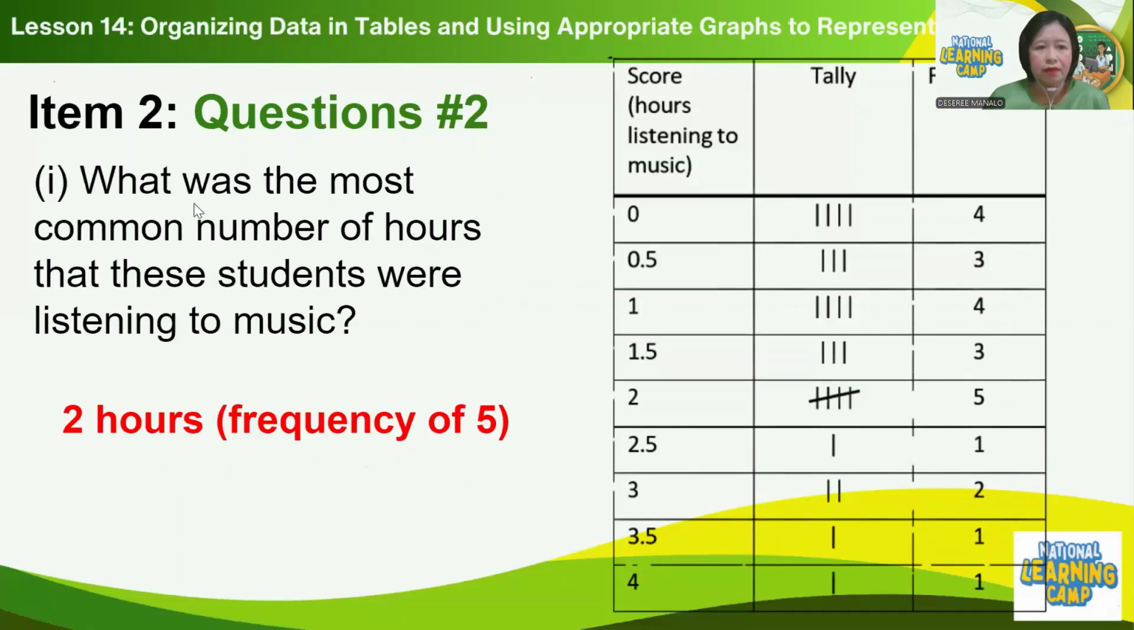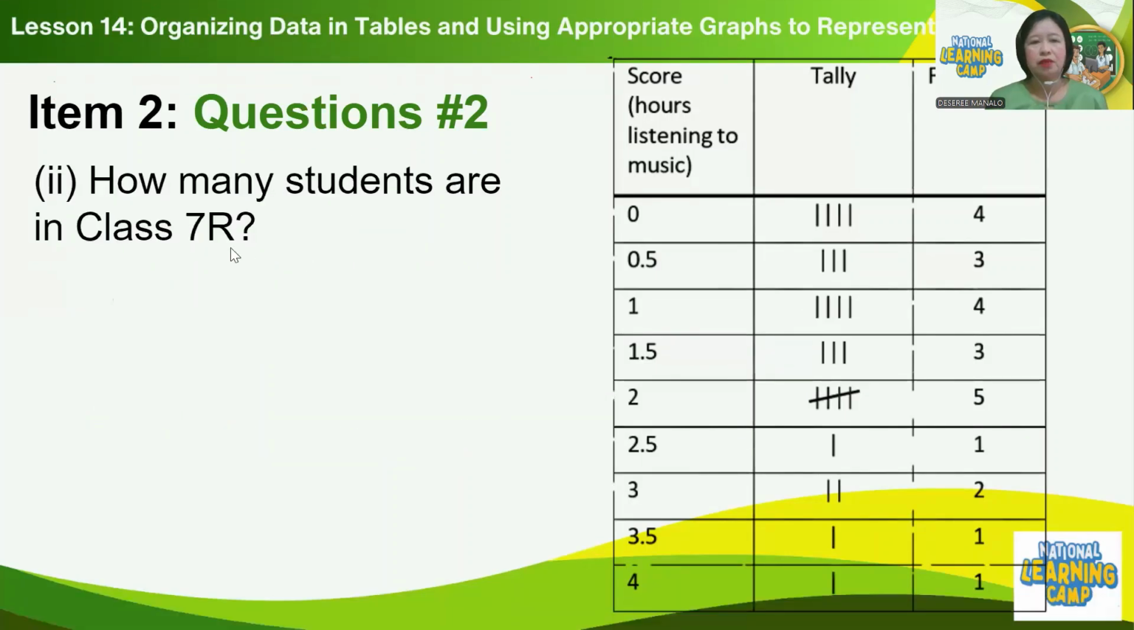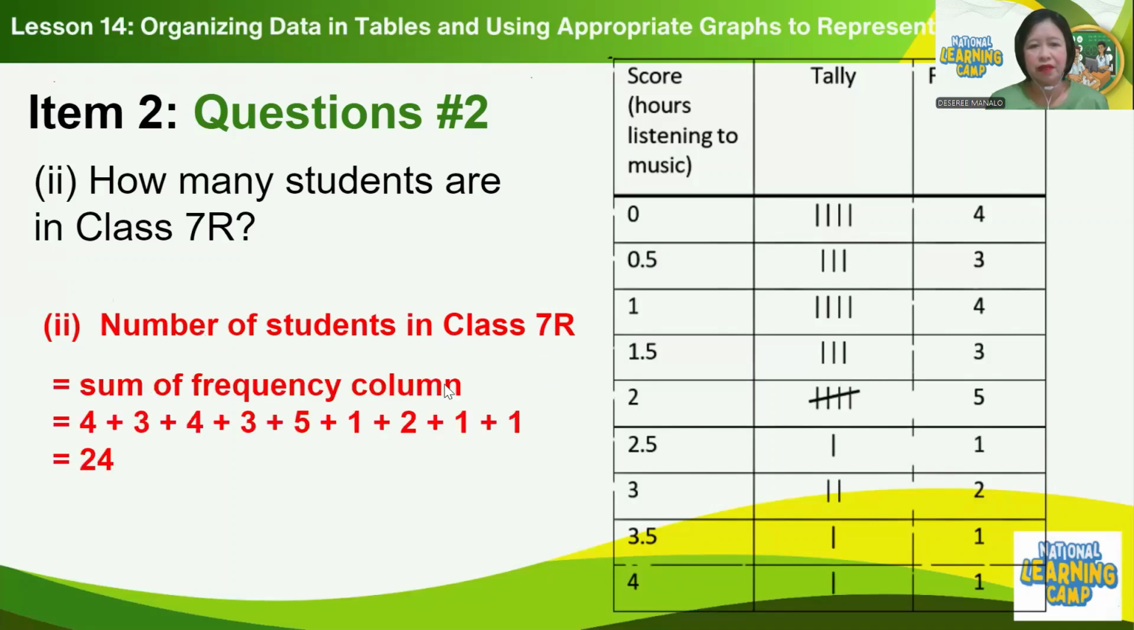Question number 2i, what was the most common number of hours that these students were listening to music? Our answer is 2 hours with a frequency of 5. Question 2ii, how many students are in class 7R? The answer is the sum of the frequencies, so you will get the total of this frequency. We have 4 plus 3 plus 4 plus 3 plus 5 plus 1 plus 2 plus 1 plus 1.